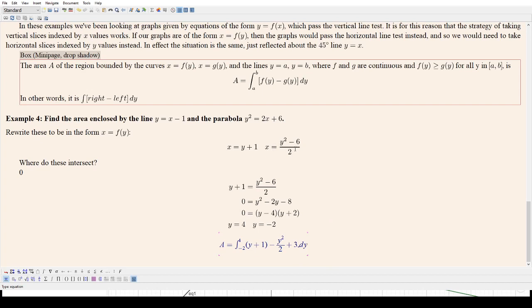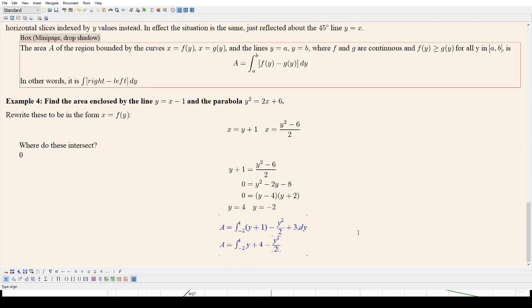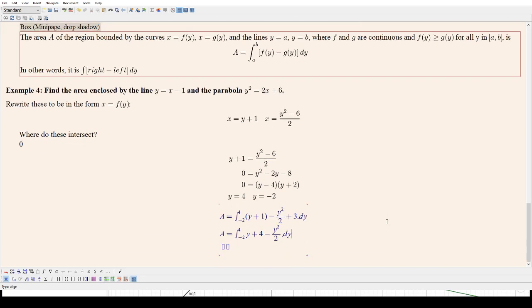Notice that because I'm subtracting this entire thing, I had to distribute the negative sign. So minus y squared over 2. But then minus a minus becomes plus, so plus 6 over 2, which is 3. Let's clean this up a little bit. So plus 1 plus 3 becomes plus 4. And now we can just hit it with the power rule.